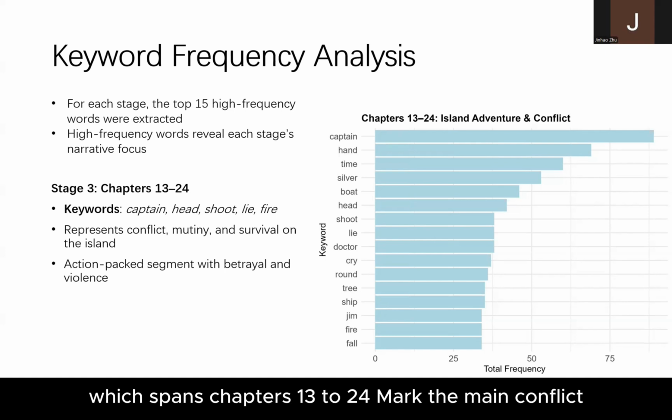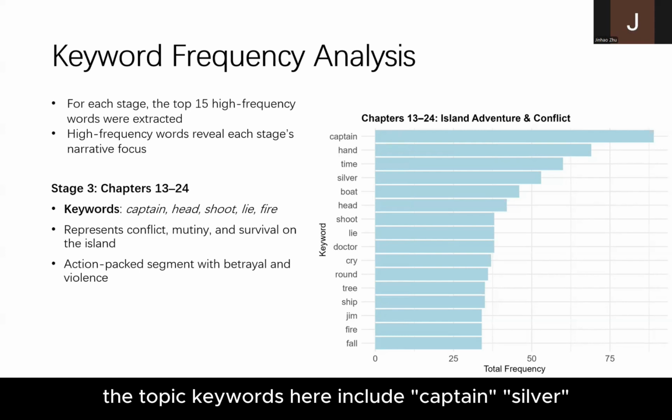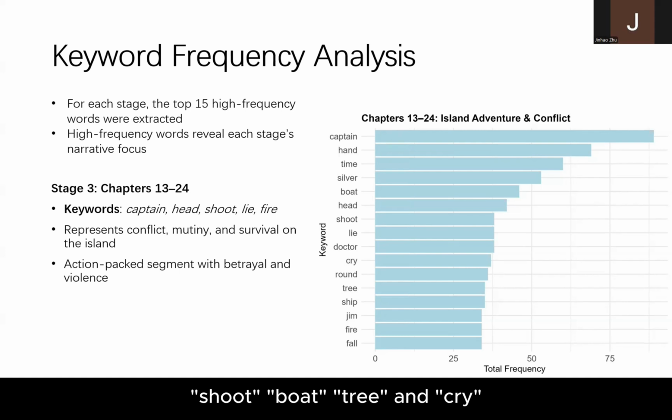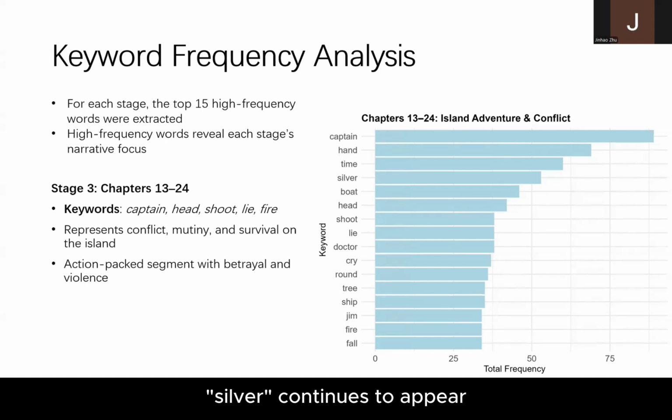Stage 3, which spans chapters 13 to 24, marks the main conflict. This is when the characters land on the island and the tensions rise. The topic keywords here include captain, silver, shoot, boat, tree, and cry. The word shoot suggests the direct conflict. Silver continues to appear, showing that he remains a central character, especially as a mutiny leader.